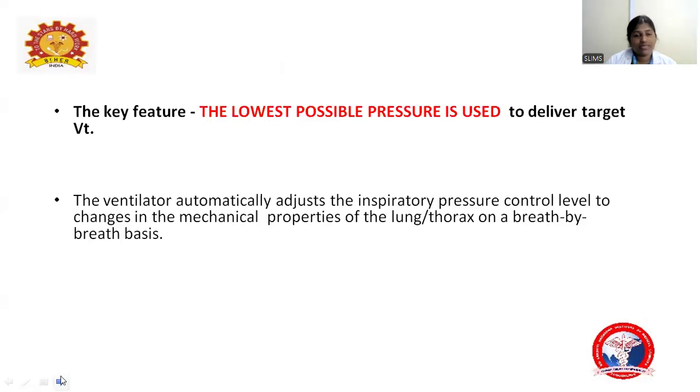The key feature of pressure regulated volume control is that the lowest possible pressure is used to deliver the set tidal volume, so that lung injury is prevented. The ventilator automatically adjusts the inspiratory pressure control level to changes in the mechanical properties of the lung or thorax on a breath by breath basis. So the ventilator analyzes the mechanical properties of lung and thorax and automatically adjusts the inspiratory pressure control breath by breath.